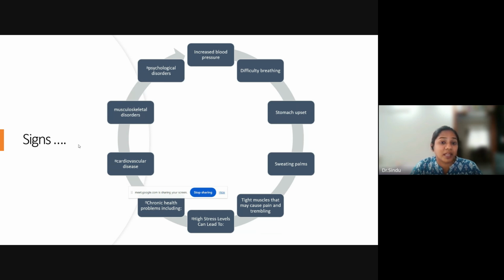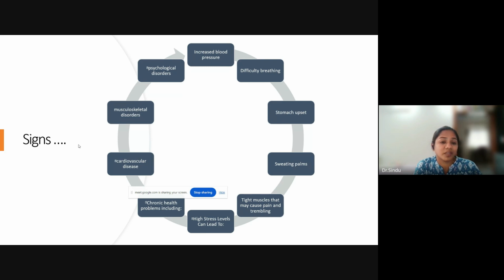And at the same time, musculoskeletal disorders. What does it mean? Muscular disorders. When you feel muscle tenderness, or stretching problems, that also causes stress. When you are not doing any exercises, automatically musculoskeletal disorders will come. So these all come under the signs of stress.